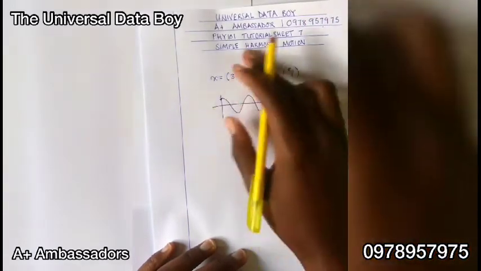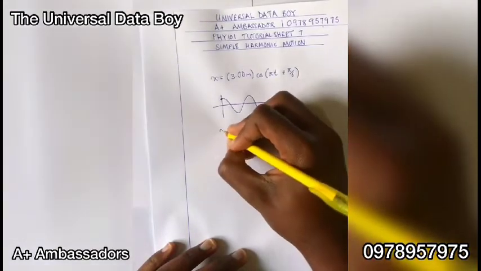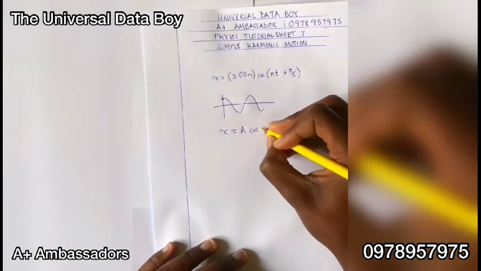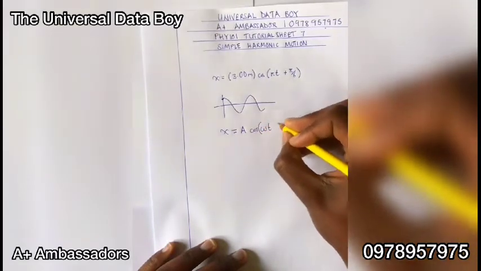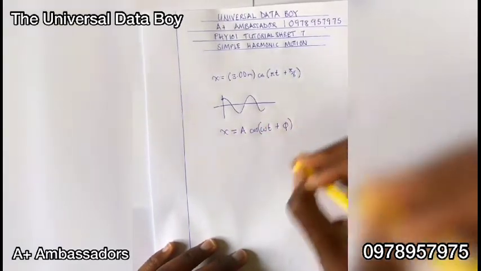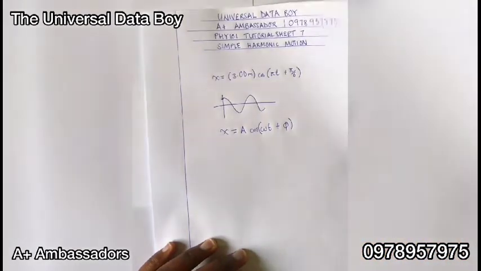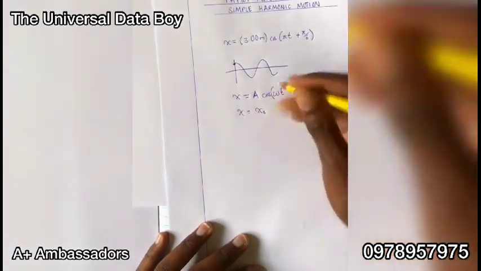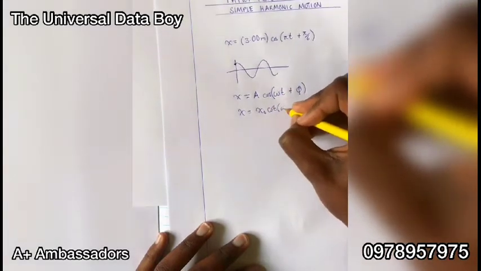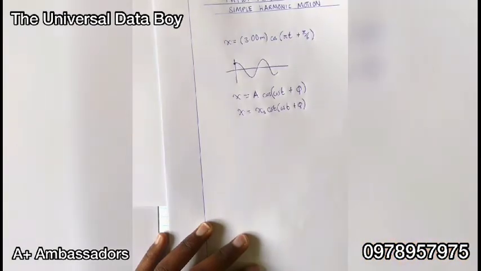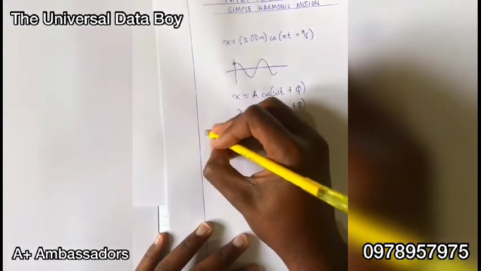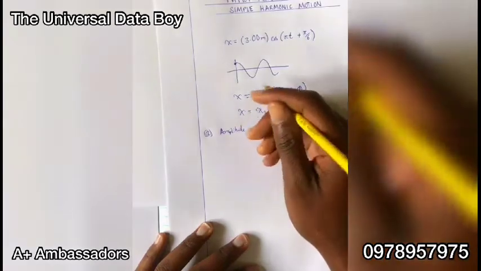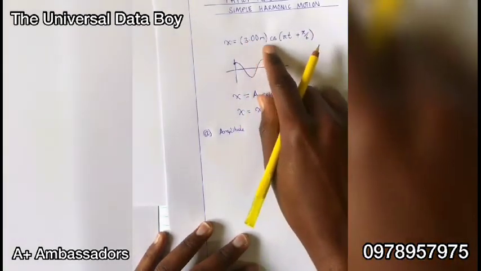So right away we can liken this equation to our parent equation, which is x is equal to a cos(wt plus the phase difference). Sometimes some people use x naught instead of a, but we all know it's the amplitude at the end of the day. We are being asked to determine the amplitude of the motion. The amplitude is simply the figure that's before the cos.